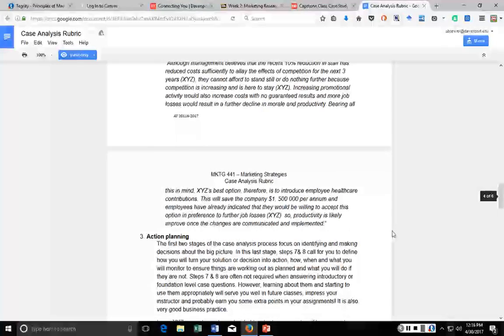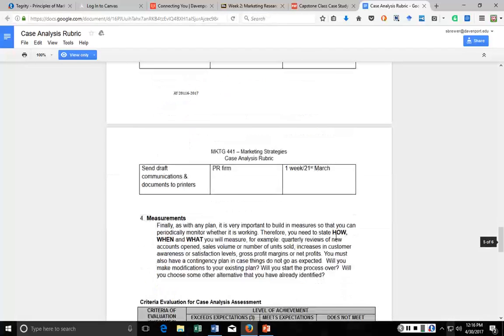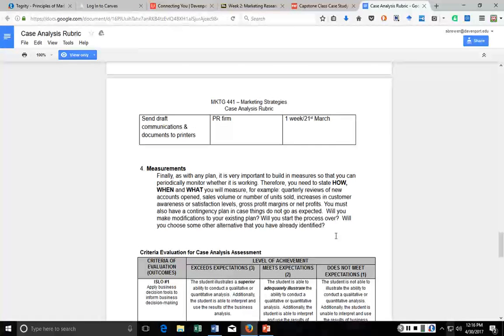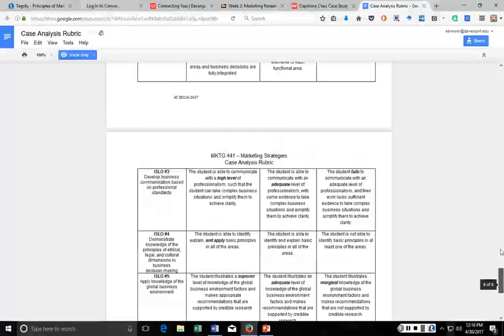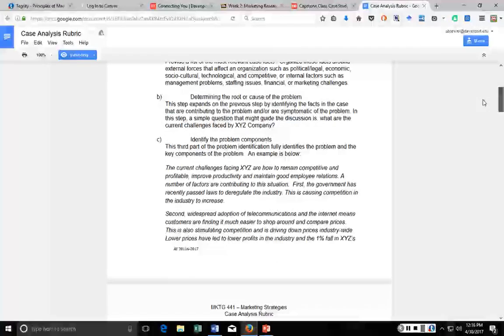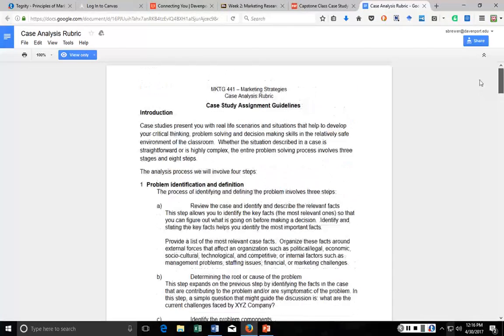And then step 3 is action planning. So this is a communications plan to carry out. So the alternative that you have chosen in step 2, in step 3 you carry it out with a communication plan. And then step 4 is measurements. So very specifically, how are you going to measure the results of your marketing plan? How, when, and what. So I would just urge you to look at this document. It gives some examples of just an XYZ company, which is obviously a fake company. So you want to read that carefully.